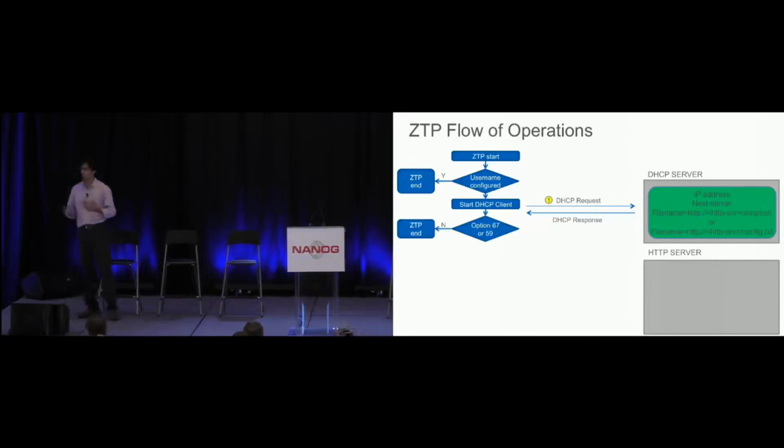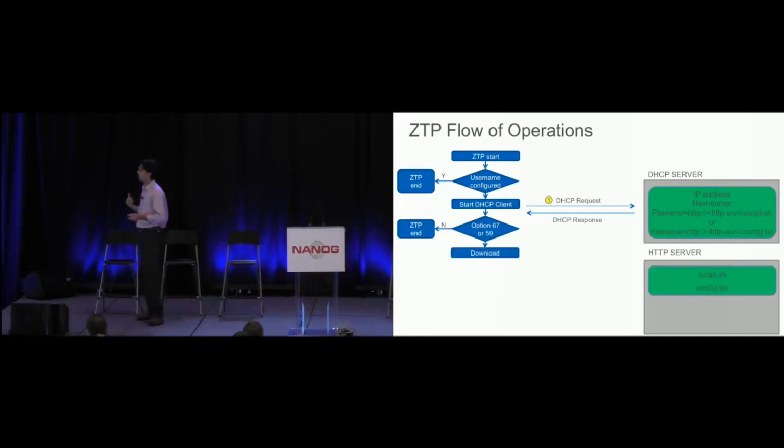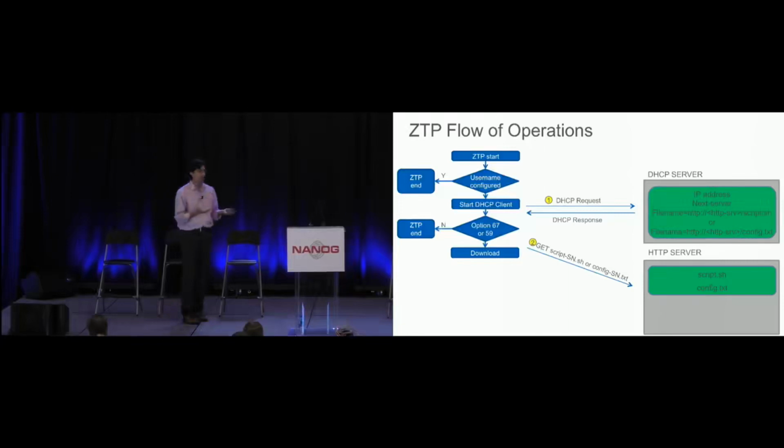If there is no option, it will stop ZTP right away. If there is an option that comes back from the DHCP server, then it will download the script or the configuration file from the HTTP server, or it could be a TFTP server. We never encourage TFTP because TFTP is slow, clear text, and has so many issues. So we always recommend using HTTP or HTTPS.